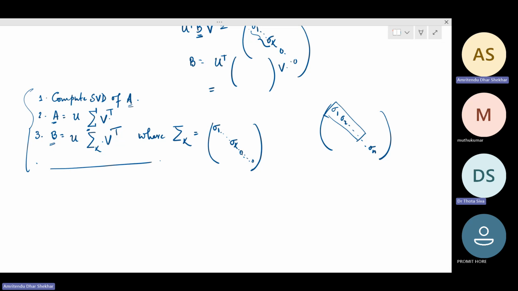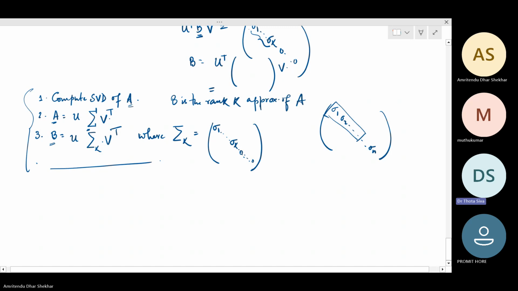Only first K. Yes, first K, because you want a rank K approximation. Oh, rank. So this is the rank. Okay, let me write it down over here. P is the rank K approximation of A.